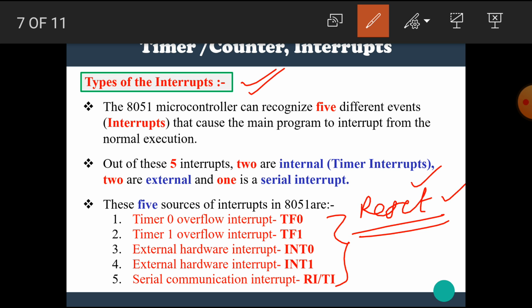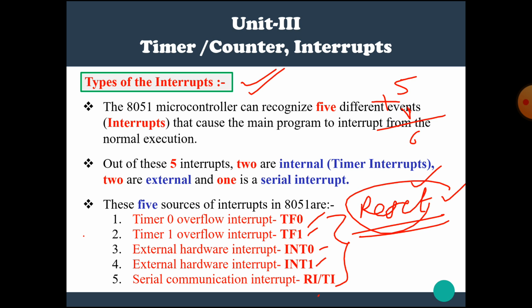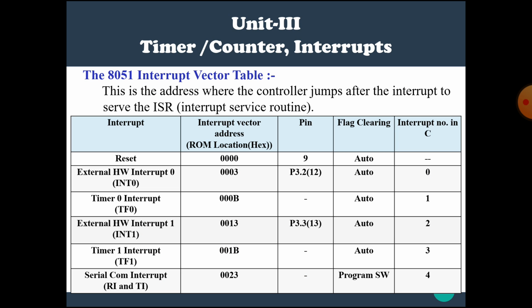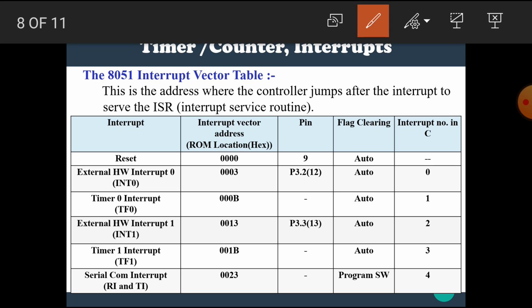That means the 8051 microcontroller has a total of 6 interrupts. 5 interrupts are TF0, TF1, INT0, INT1, RI/TI, and one interrupt is reset. I hope you all understand the types of interrupts of the 8051 microcontroller.